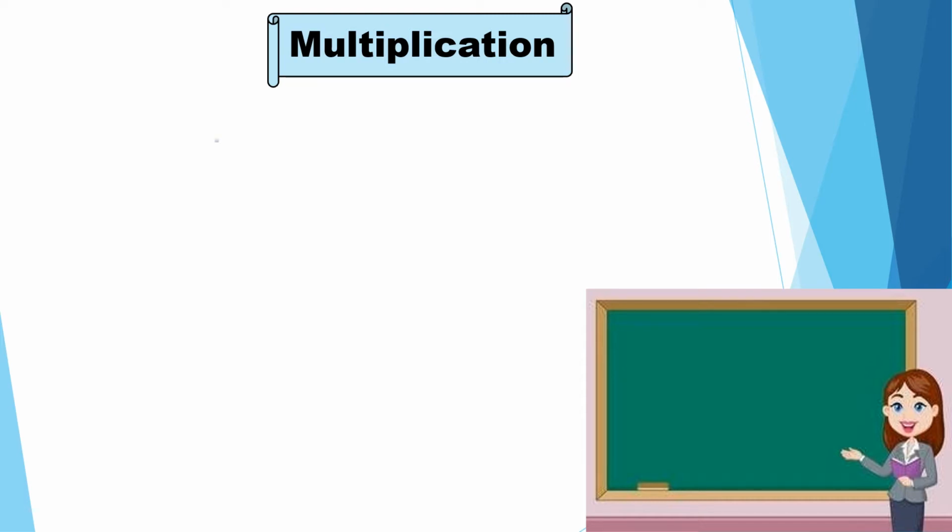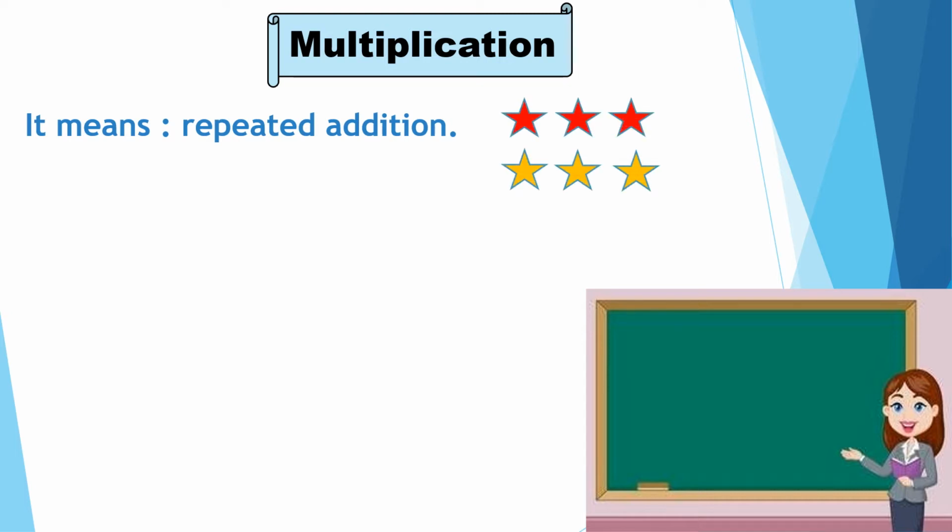Multiplication is repeated addition. What do we mean by repeated addition? We will see an example now. If we have some stars, some in red and some in yellow, and we want to know the total number of them, we put them into groups, a group for red and a group for yellow. Each group contains what? 3 stars.